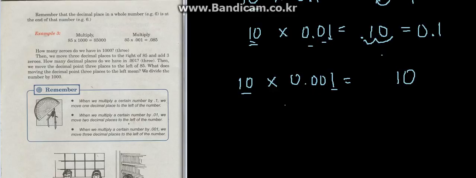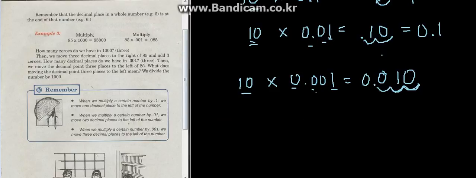Then since it's a 1/1,000, you have to move the decimal place to the left 3 times. You have 3 zeros, so 3 times. So 1, 2, 3. The decimal point should be there. And fill it with the zeros. Then you'll have 10, basically 10/1,000. So 10 times 1/1,000 is 10/1,000. Okay, always remember that, and now we'll move to the next part.